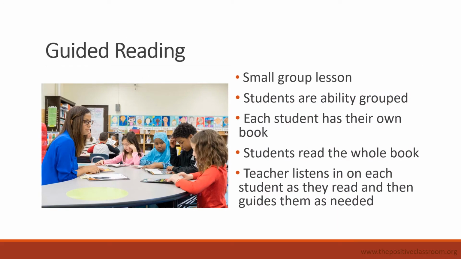Guided reading is done during a specific time of day when you pull a small group. It's usually 4 to 5 students, and they are ability grouped. And that's usually based on informal assessments that you've done or formal assessments. We're going to group the students by their reading ability level. Each student has their own book, and these books are specially made to use during guided reading, so they're short. They're intended in the early childhood period. They're intended to be read in one sitting.